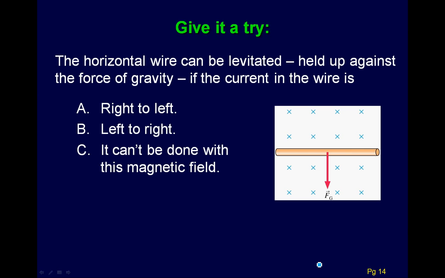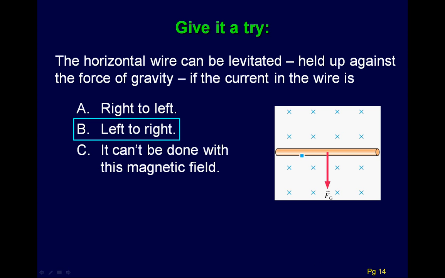And here's an example. We have a wire that's hanging out in space. It's in a magnetic field. Gravity is acting down. I want to know, is it possible for this wire to be held up because of the force of the magnetic field? And if so, which way would the current have to go? Give it a try.